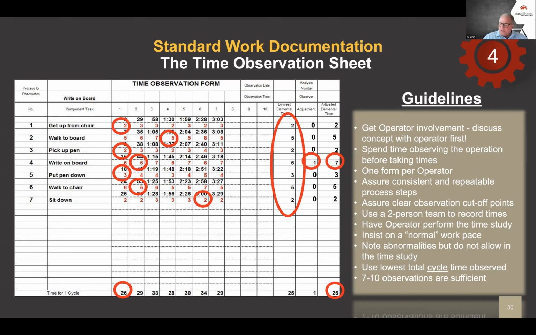This is the part that's a little bit tricky, but you take the best time for every line item. So if I look at get up from chair, I circle 2 seconds. Now 2 seconds shows up a number of times. Walk to board, I circle 5. That's my best time. I bring those lowest element times over, and when I add them up, because I cherry picked the lowest times, of course, it's not going to add up to my lowest cycle of 26. In this case, it added up to 25.